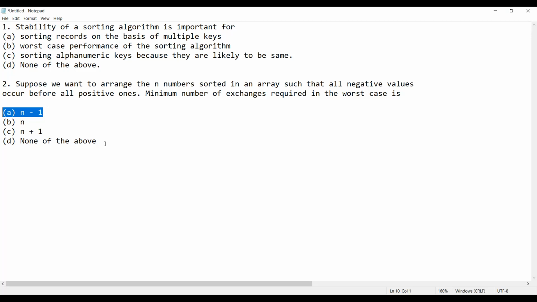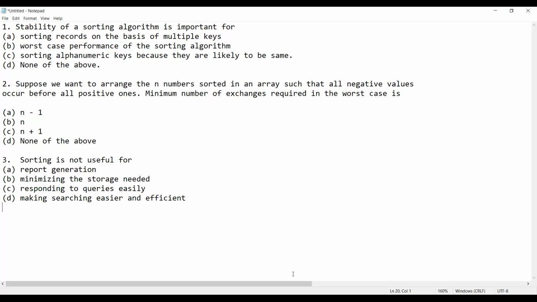Now I am going to discuss today's last MCQ problem, that is question number 3. The problem is: sorting is not useful for, and there are 4 options. Out of these 4 options, the correct answer is option B, that is minimizing the storage needed.